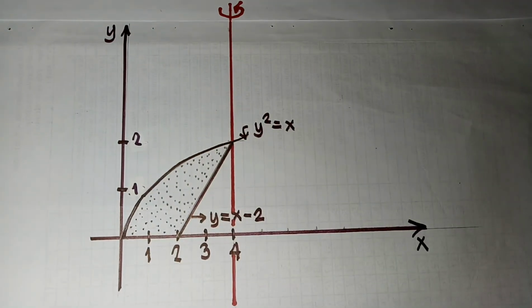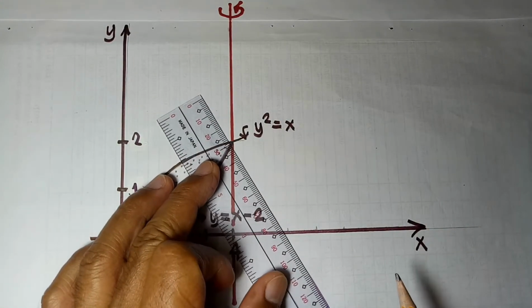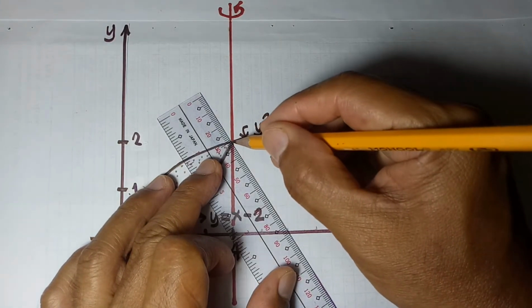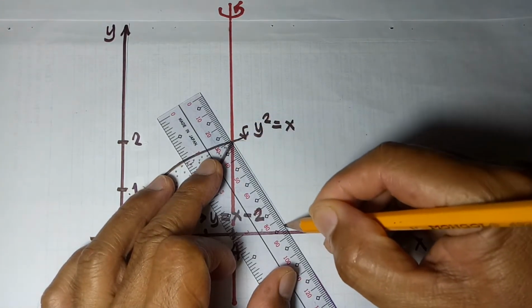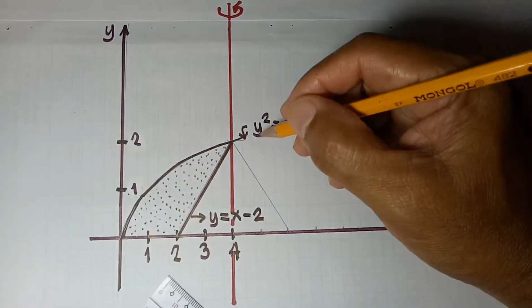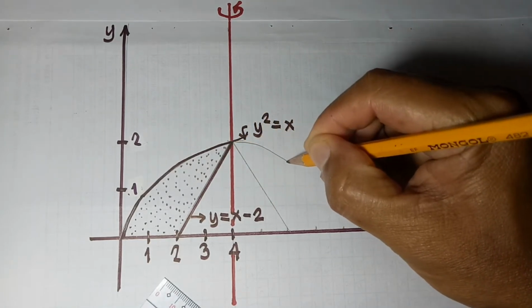Now, let us draw the solid generated by the plane area. Batisin muna natin yung solid na mabubuo ng plane area. So, pag inikot natin siya dito sa x equals 4, so ganito yung solid na mabubuo, ano? Ganito magiging itsura niya.